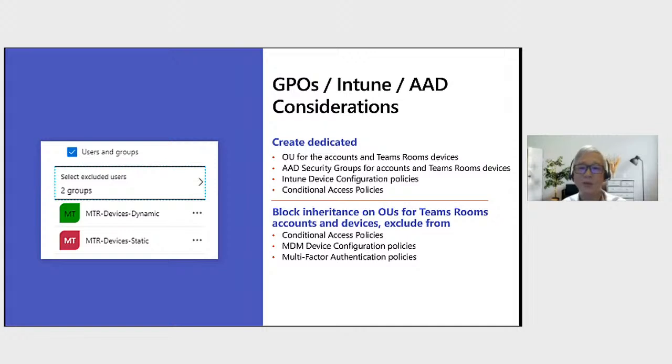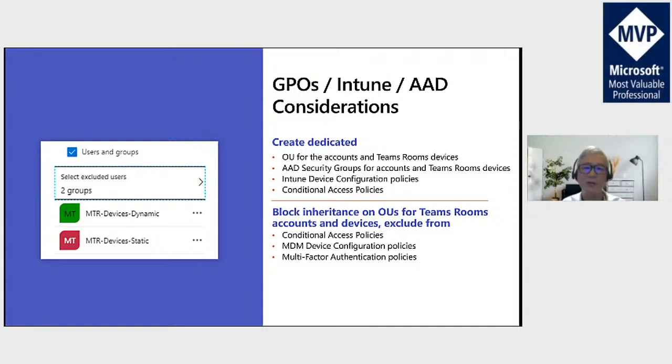So having those GPOs, having those OUs and groups will allow you to then exclude the devices from GPOs and Intune policies, which might otherwise actually interfere with the proper functioning of the MTR device.